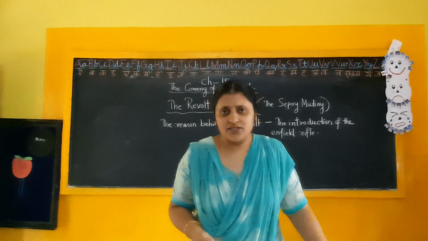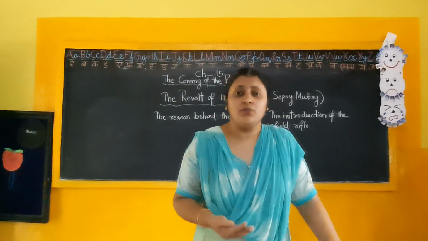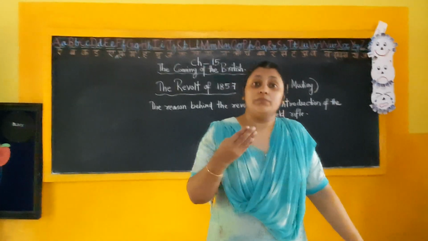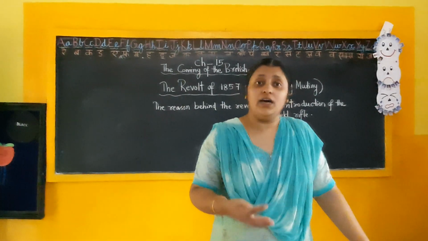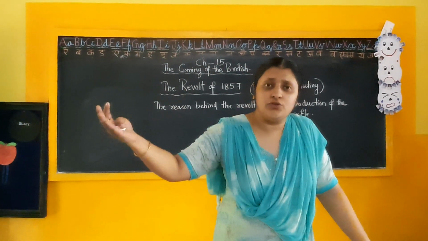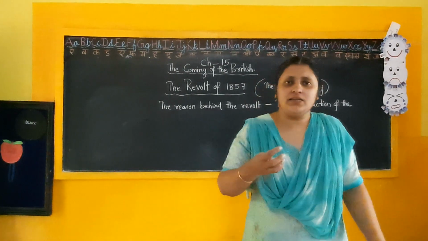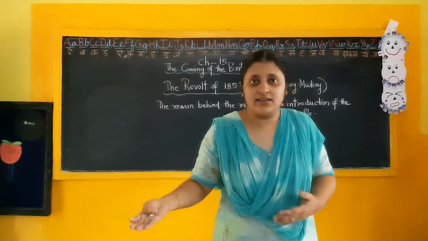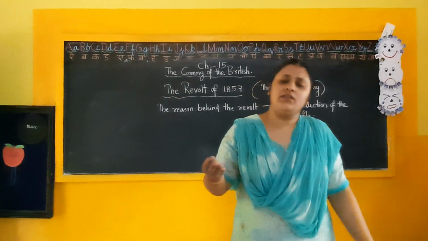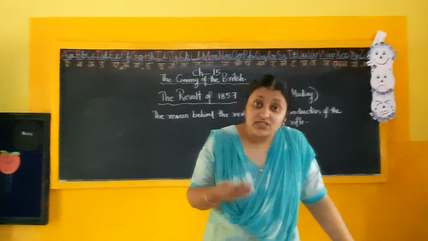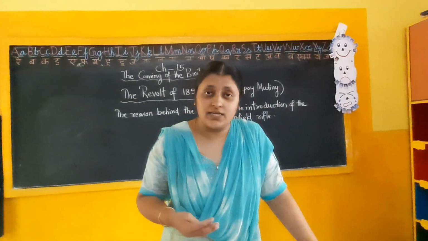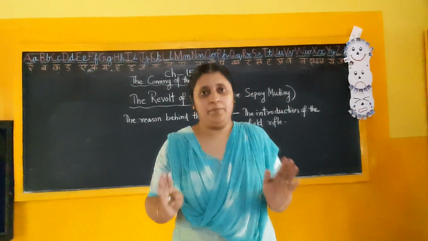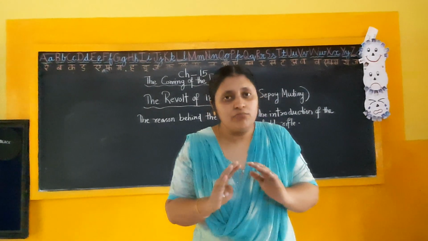Okay, and then it failed. During this war Rani Lakshmi Bai died, Nana Sahib was defeated, and our Mughal emperor Bahadur Shah Zafar was captured, and they exiled him to Burma, that is Myanmar. Exiled means a person who has been forced to live in another country. Then he died there later, and his two sons were killed, and that was the end of the Mughal Empire.